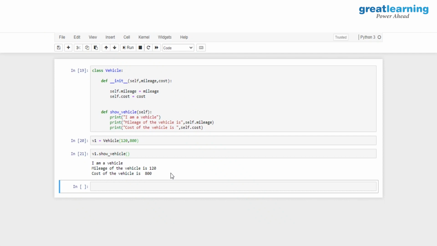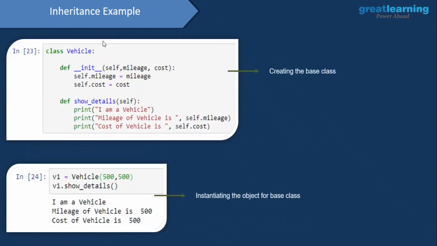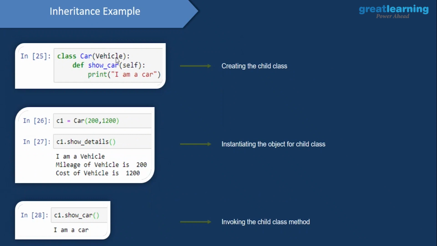Now it's time to go ahead and create our child class. To create the child class, we will again give the name of this class, which is car. So we'll have class of car, and to inherit something, inside the parenthesis, we will pass in the name of the parent class, which is vehicle. And this child class will have a method of its own, which is show car. This takes only one parameter, which is self. And I'm printing out I am a car with this method.